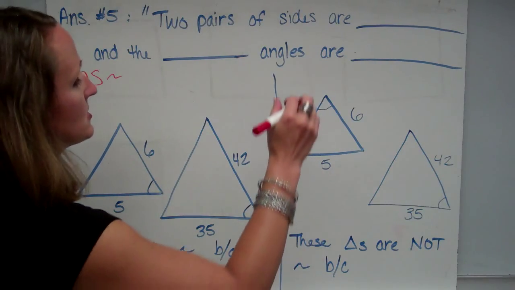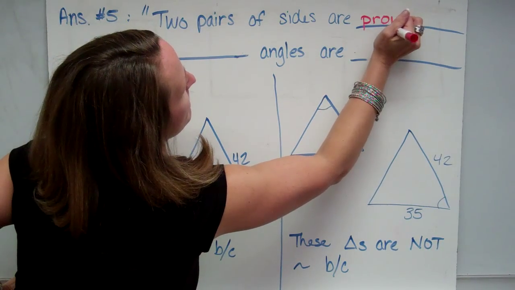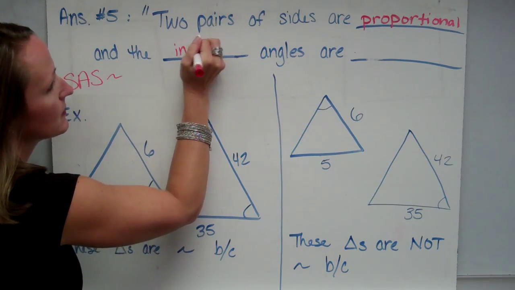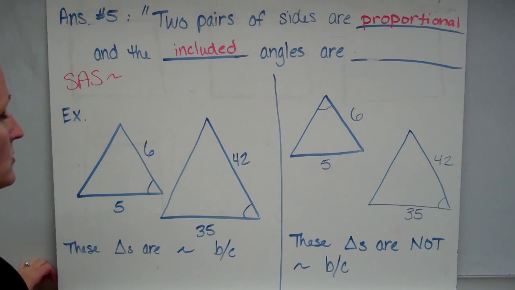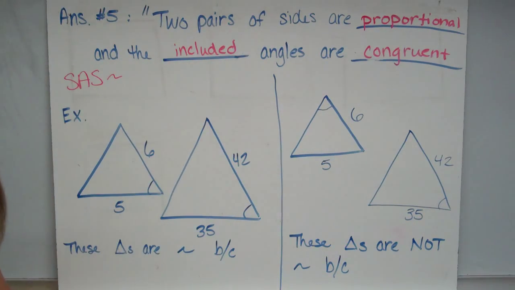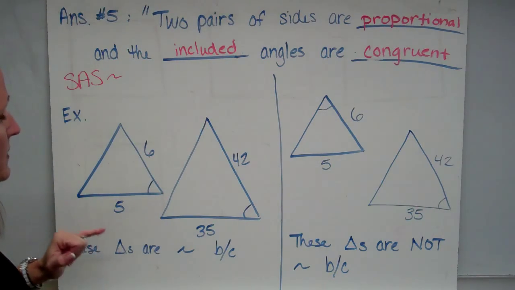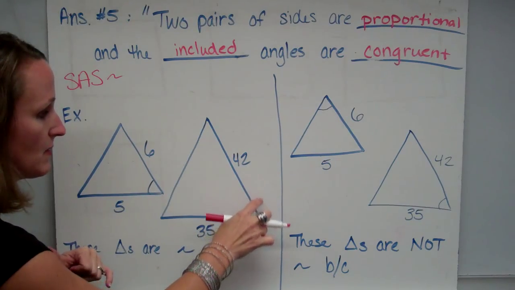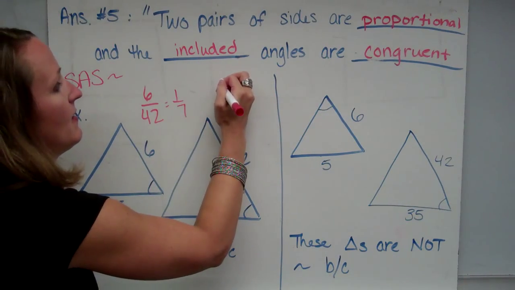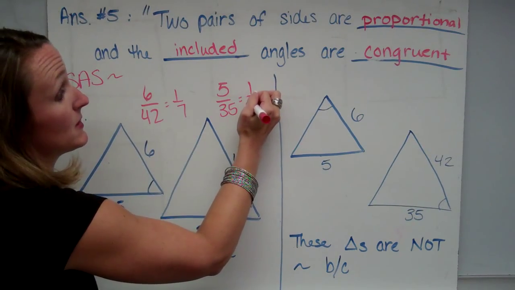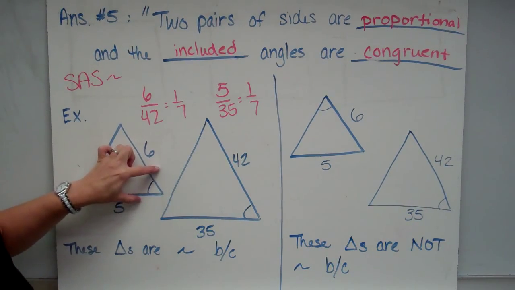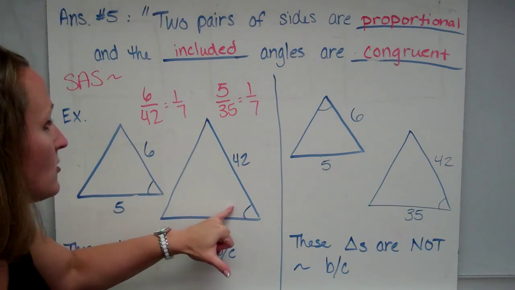If 2 pairs of sides are proportional, and the included angles are congruent. This is the 5th way to know if triangles are similar. And what do I mean by included? Notice here, I've given you these 2 sides and this angle. Same here. So we know that 6/42 is going to be 1/7. We know that 5/35 is going to be 1/7. So there's our proportionality. Then if we look here, this angle, which is in between the two sides, that's what I mean by included. These angles are congruent.